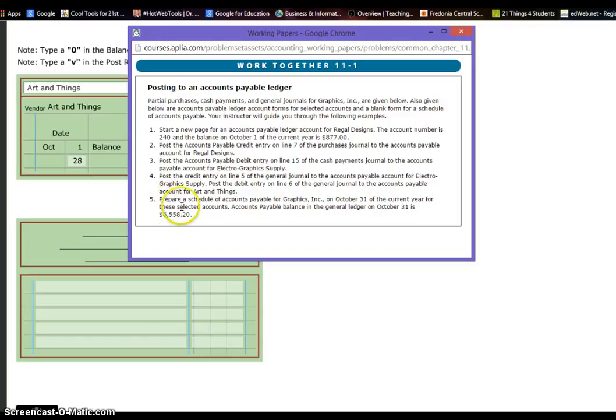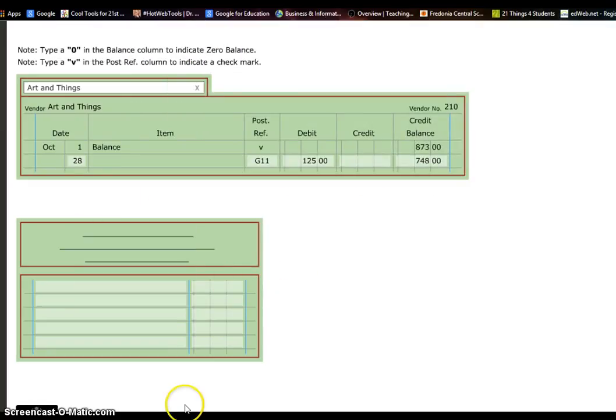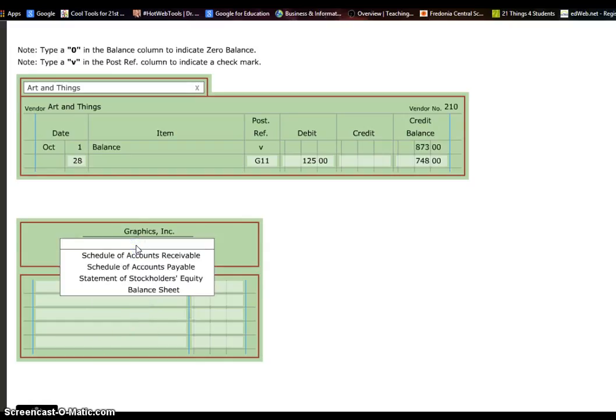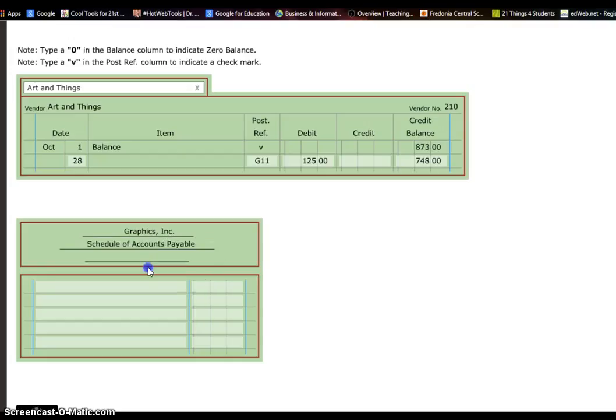Our last step is number 5, prepare a schedule of accounts payable for Graphics Incorporated on October 31st of the current year for the selected accounts. Accounts payable balance in the general ledger on October 31st is $65.58.20. So that's the balance that we're shooting for when we're done with our schedule of accounts payable down here. So here's our accounts payable, and you've done one of these before in a previous chapter, so we write the name of our company at the top, which is Graphics Incorporated. This is called a schedule of accounts payable, and our date that we're using is October 31st.